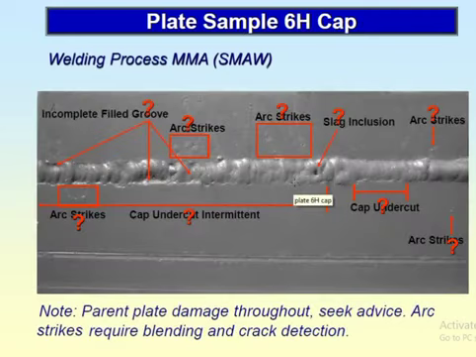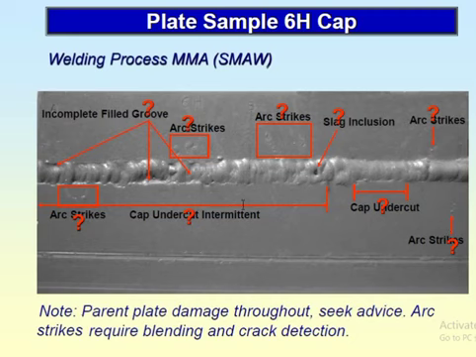Incomplete fill groove. You see there is another plate, 6H cap. This is the cap welding process, incomplete fill groove. Arc strike is there, arc strike. So this is your incomplete fill groove. You have to mark from here to there, and after that you have to check how much length is coming. The incomplete fill groove you have to write there.